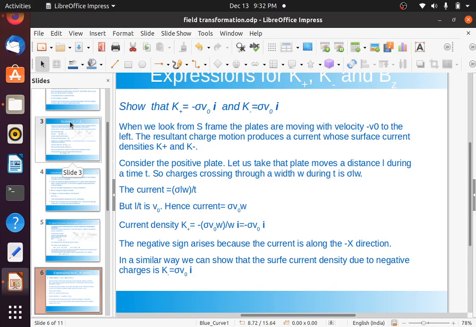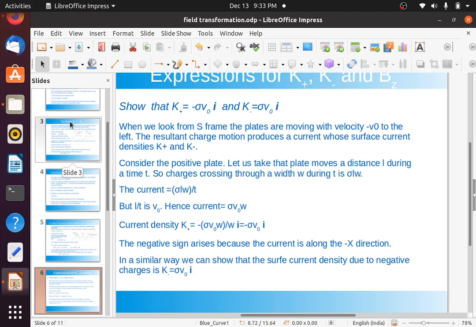When we are looking from the S frame, we see that the capacitor plates are moving to the left. As a result, the positive charges on these capacitor plates are moving to the left. So a current arises in the negative x direction. That is why the minus sign arises.